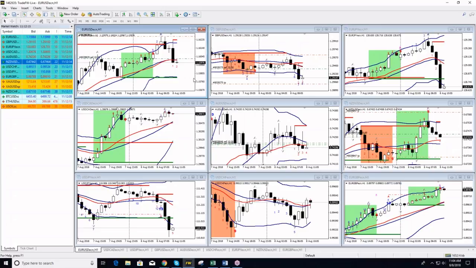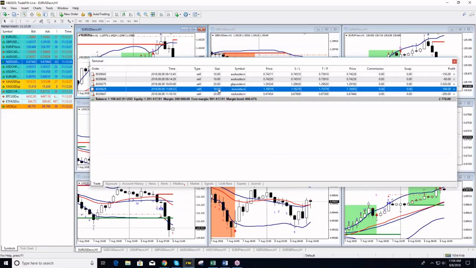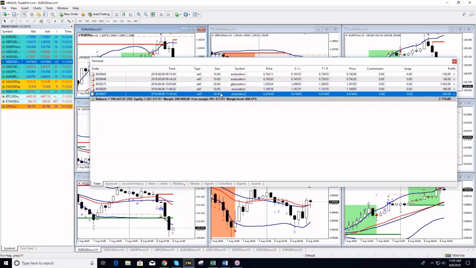Okay, guys, let me recap what we have so far. We have 20 lots short Aussie dollar, 20 lots short pound dollar, 10 lots short euro dollar, and 20 lots short the Kiwi, New Zealand USD. That's all I have for the moment. If I have any updates, if I close any positions, I will let you know, guys. Currently, we are up $2,500 unrealized profits.